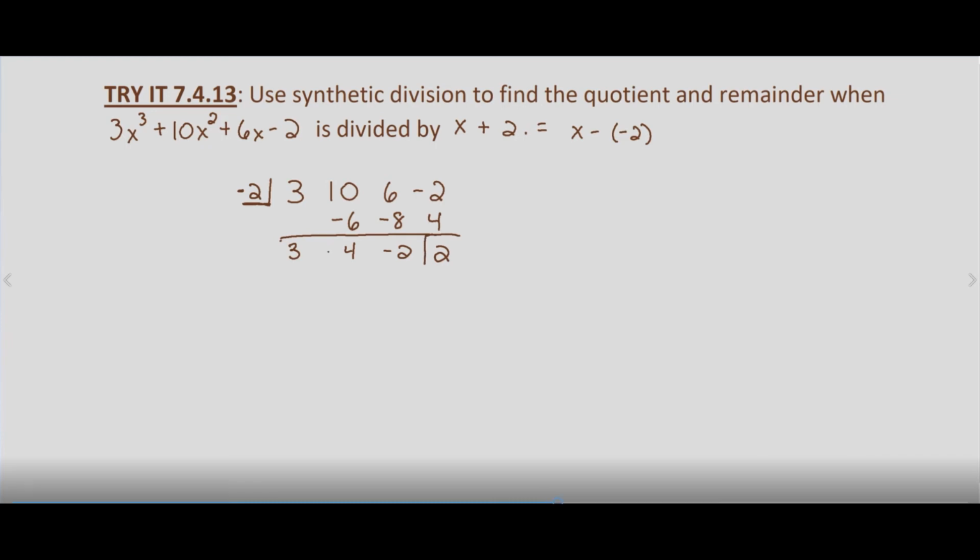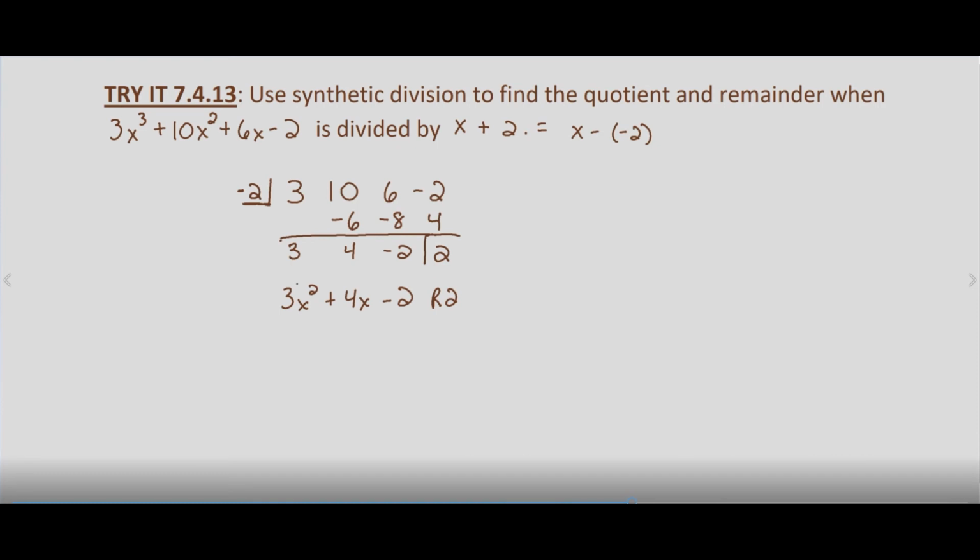So the quotient, remember we're going down one exponent, so instead of x cubed, it's going to be x squared. So this is going to be 3x squared plus 4x minus 2. And then we have the remainder 2.